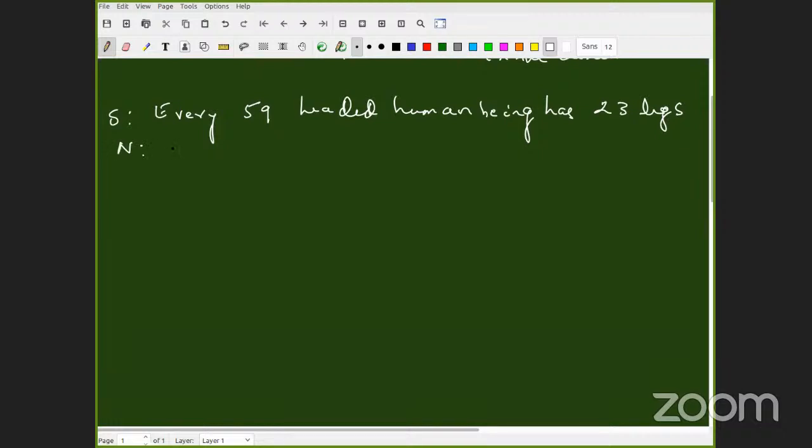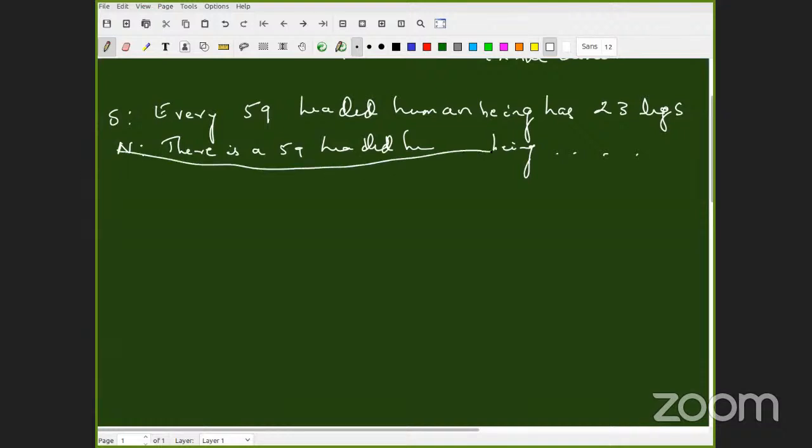One of our friends said there is a 59-headed human being with some property, who does not have 23 legs. Right. Now, I'll even put on the negation. Okay. Don't look at the negation now. I'll just simply rub it out. All of you know the negation.